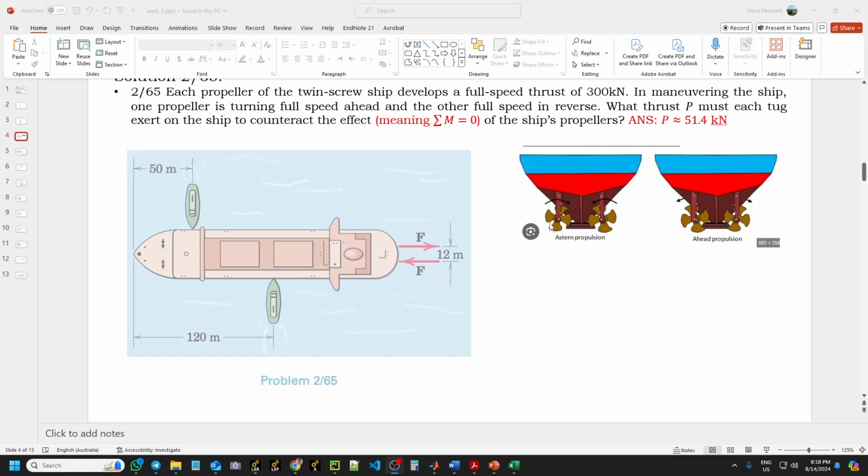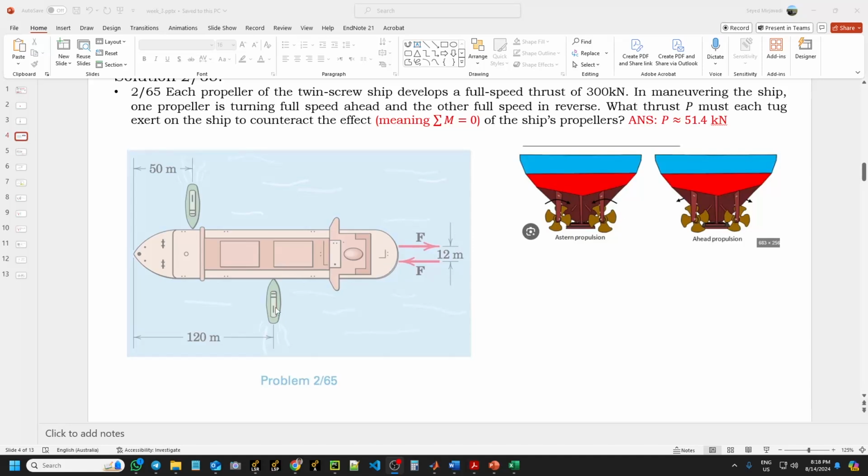So each of these, as you see, are rotating in opposite directions with respect to each other, so they will force the ship, one of them in this way and the other one, for example this one, forcing this way. Okay, you cannot see the propellers here because you are looking at the ship from above, but they are here. For example, this one is here and this one is also placed here on the bottom.